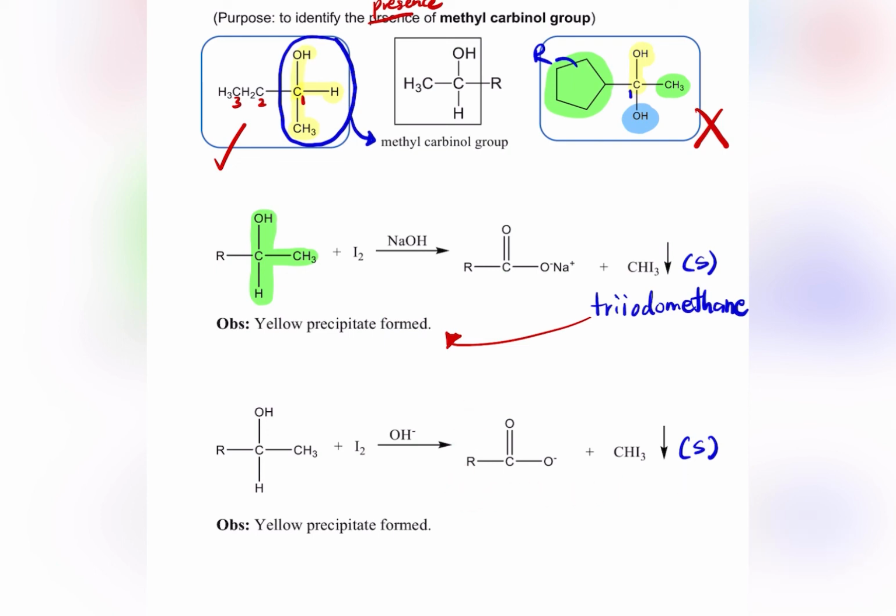So I hope all of you understand how to identify the methyl carbinol group in the structure of your alcohols, and you understand how to write the equation for the iodoform test, where we use the reagent I2 in NaOH or OH minus. And please remember, we have to show CHI3 as my side product. This is the observation for the yellow precipitate.